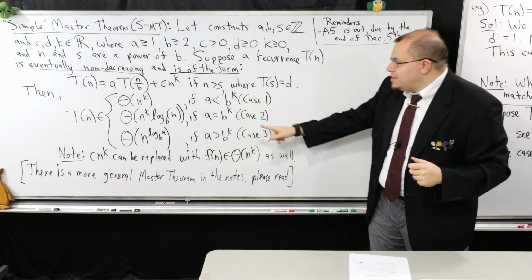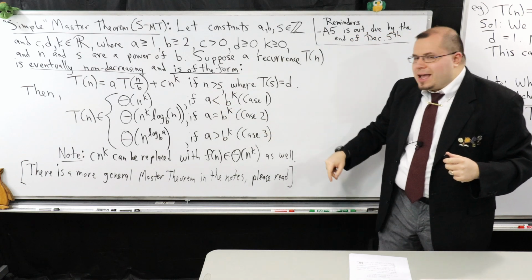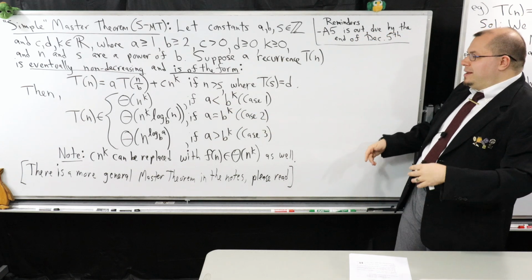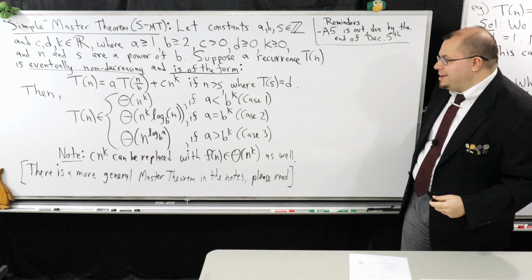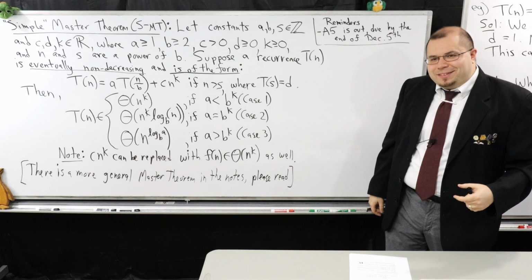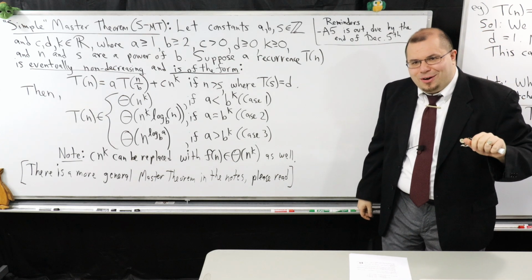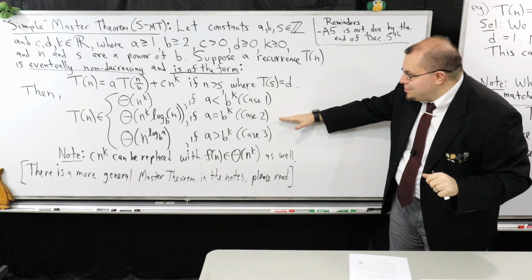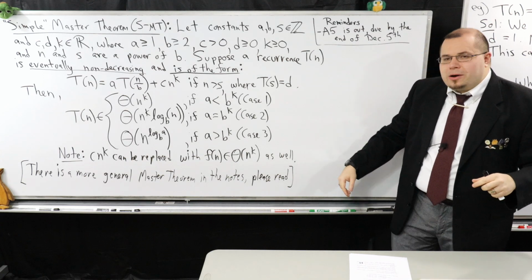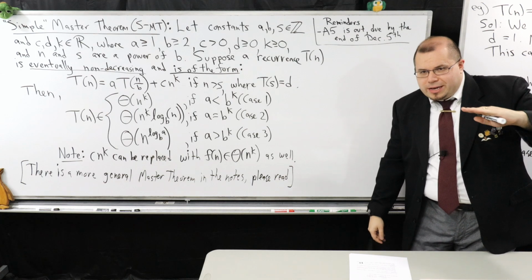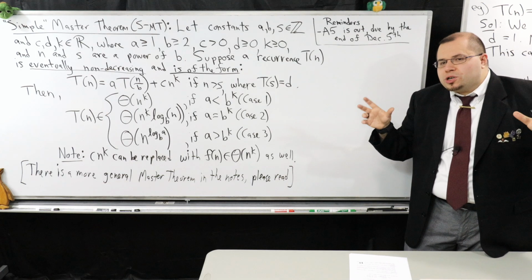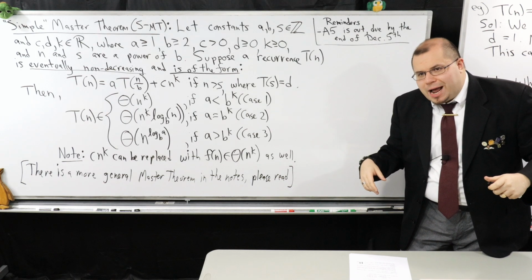That's why, if a is less than b to the k, that simply means the amount of work happening at any one place below is not going to dominate the top. Case 2 is when at every level of that tree, you have proportionally equal amounts of work happening.